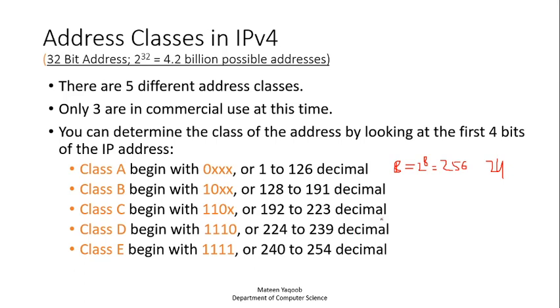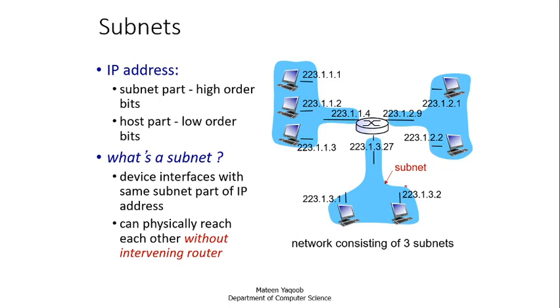And for class B, 16 bits are for network, which means 2 raised to power 16 networks can be made, and 16 bits are for host. And in class C, there are 24 bits for network and 8 bits are for host. So in class D, all the bits are for host. So let's continue and let's look at the concept of subnet.